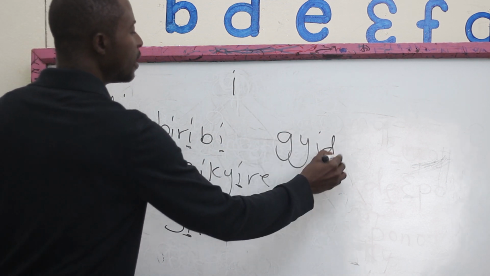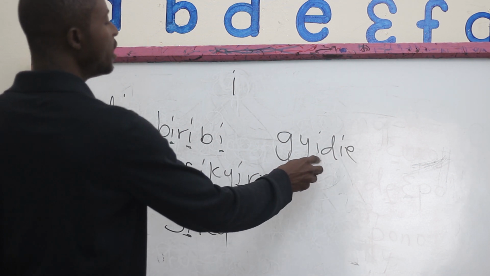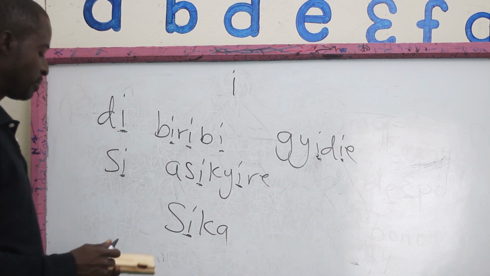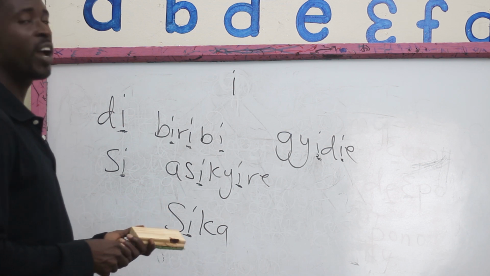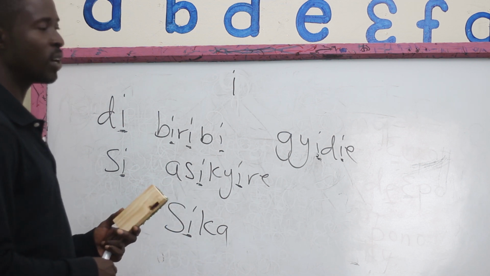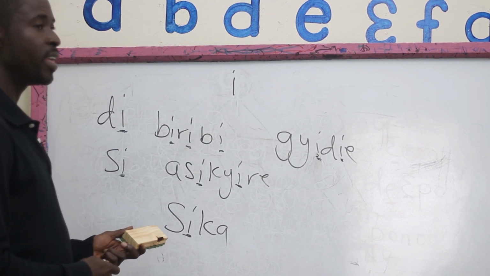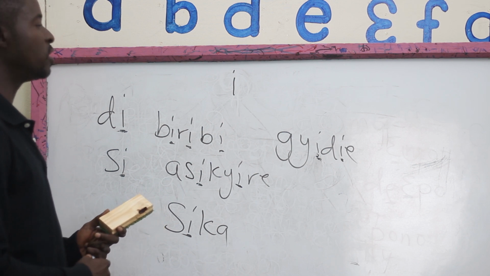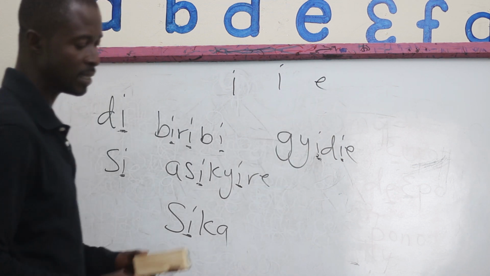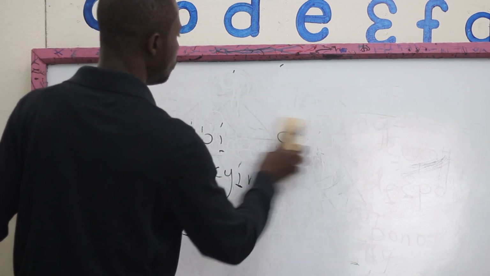Di, believe, to believe. So try and give more examples on your own and see if you can pronounce this vowel correctly. It's actually E. And as I always say, note the difference between E and E. Right? So let's move on to the next vowel.